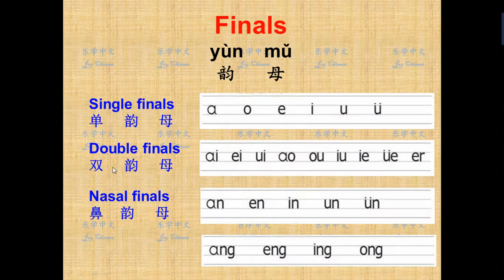The second group we call double finals. In Chinese, it's 双韵母, which means there are 2 vowels combined together to form these double finals. Let me pronounce for you. Ai, ei, ao, ou, ie, üe.